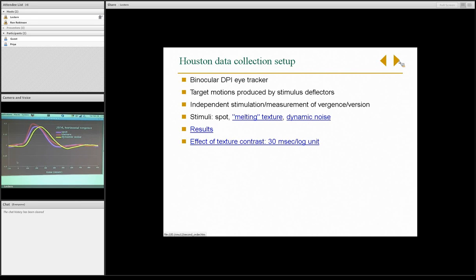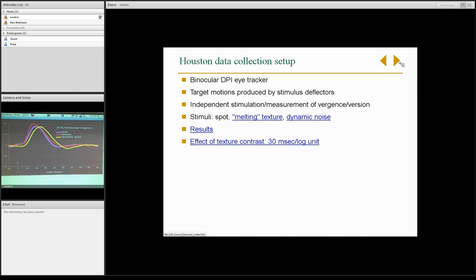So here we have, by contrast, the vergence response. First of all, the responses to the spot and the texture are delayed compared to the version by maybe 50 to 100 milliseconds. And we get a nice strong response to the dynamic noise, but it's even slower.